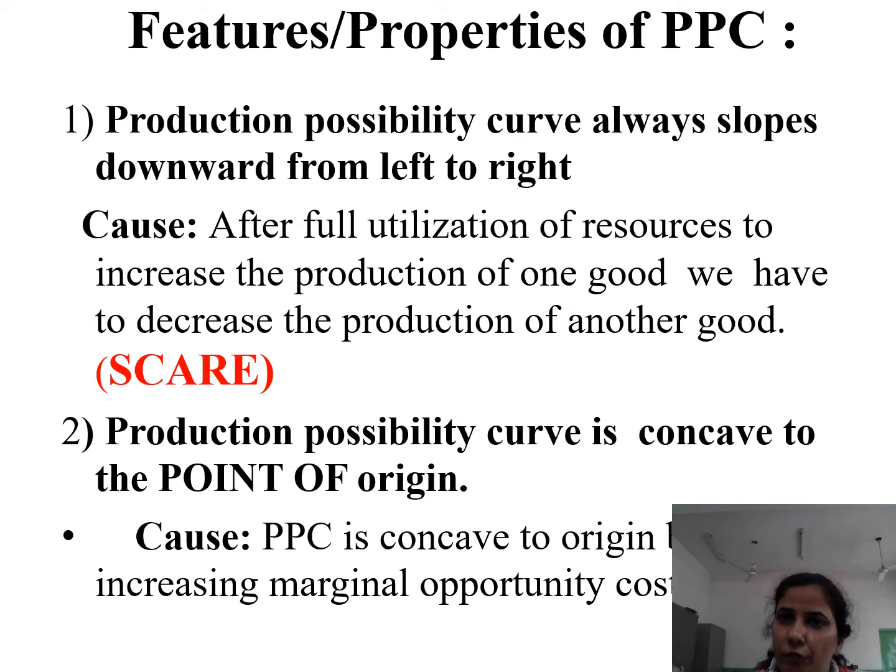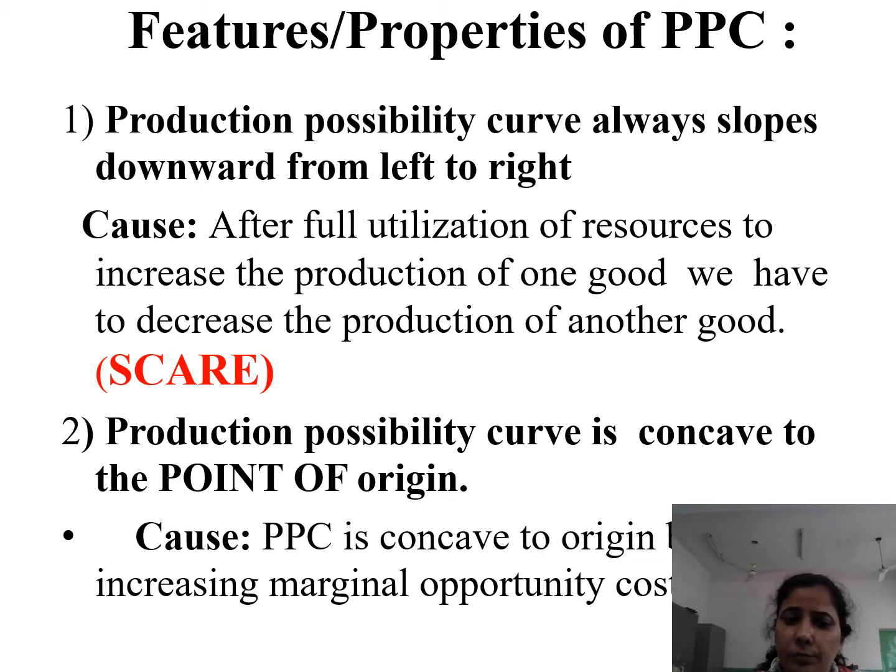There are two main features of PPC. Firstly, PPC always slopes downward from left to right. This is due to the full utilization of resources. If the producer wants to increase the production of one good, he has to reduce the production of another good because resources are limited, resources are scarce.